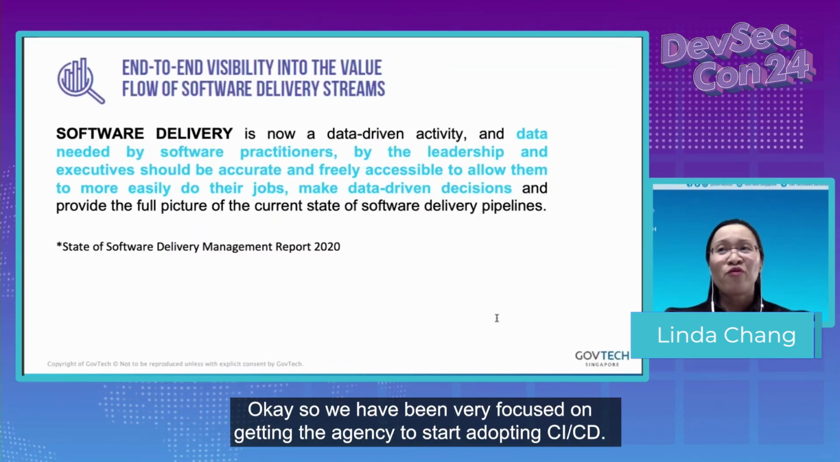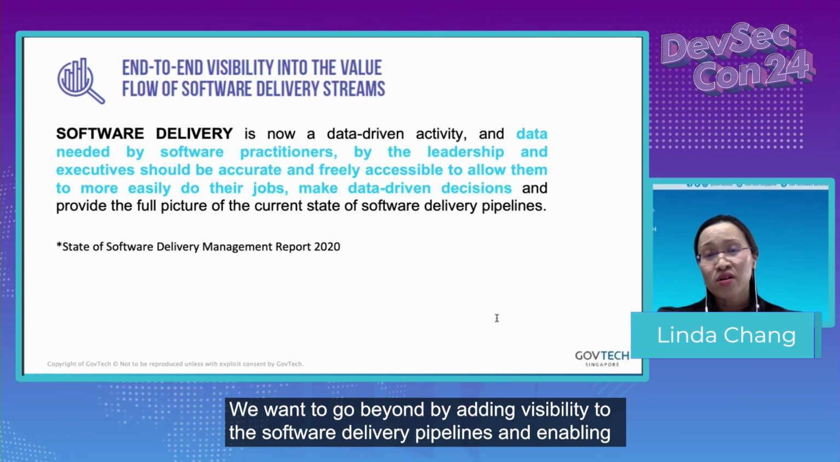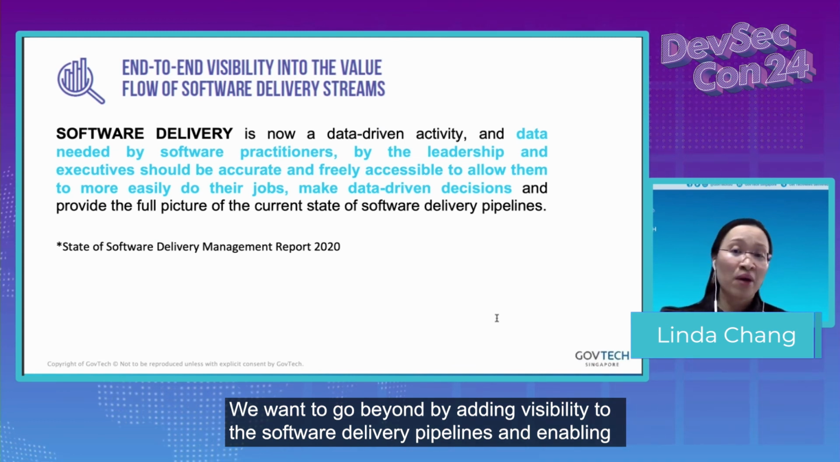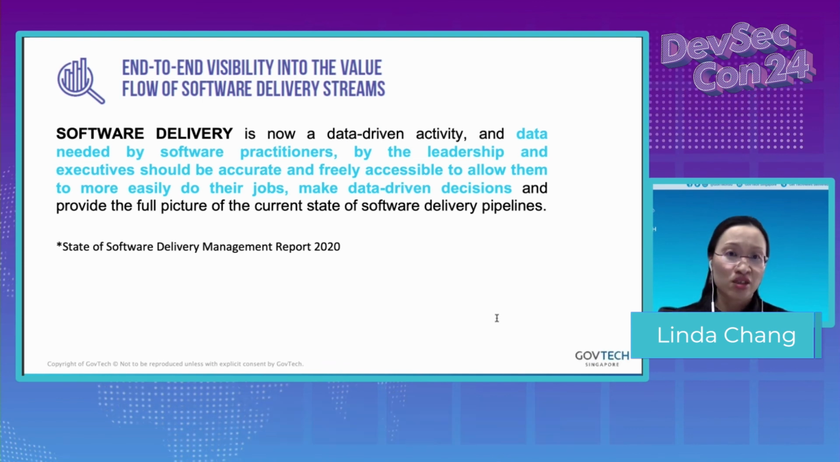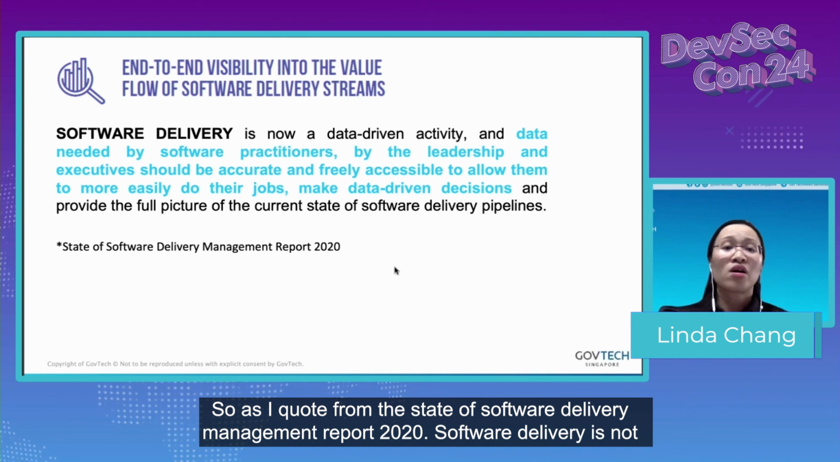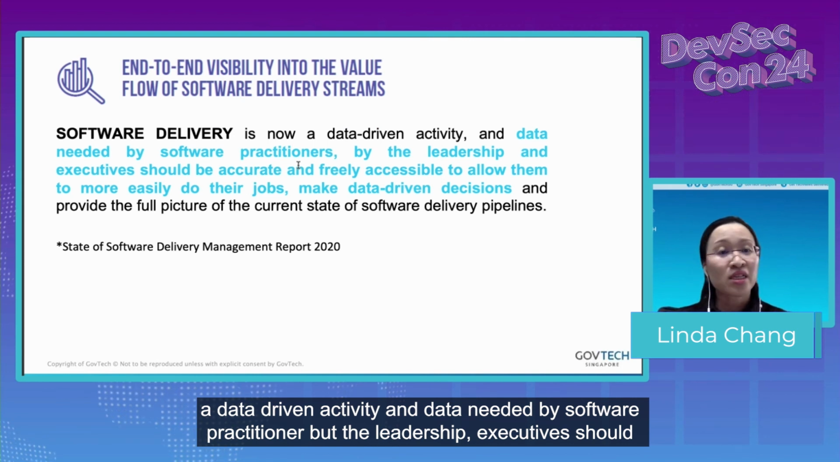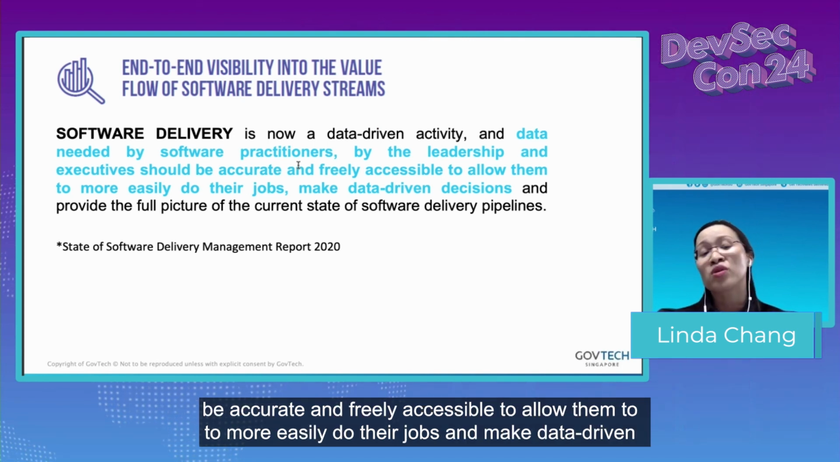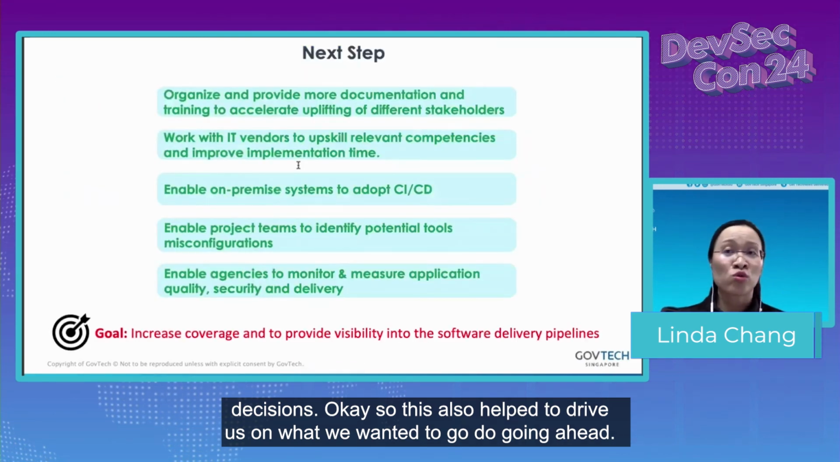Okay, so we have been very focused on getting the agencies to start adopting CI/CD. We want to go beyond by adding visibility to the software delivery pipelines and enabling the project teams to make use of the data that they have to make decisions. As I quote from the State of Software Delivery Management Report 2020, software delivery is now a data-driven activity, and data needed by software practitioners and leadership executives should be accurate and freely accessible to allow them to more easily do their jobs and make data-driven decisions. This has also helped to drive us on what we want to do going ahead.